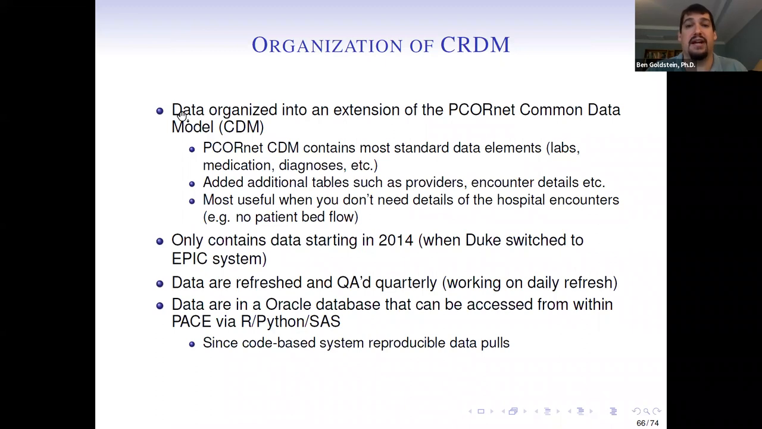So the CRDM is organized as an extension of the PCORnet common data model. As mentioned, PCORnet contains most data elements. We've added additional tables such as provider information and encounter details. I'd say the biggest hole in the data is that you don't have details on the hospital encounter, so there are no timestamps around bed flow or timestamps of vital signs. So if you really need that granular hospital encounter data, this won't be the data source for you.